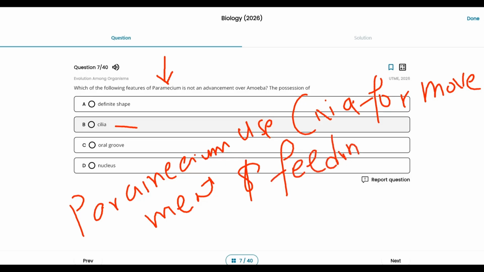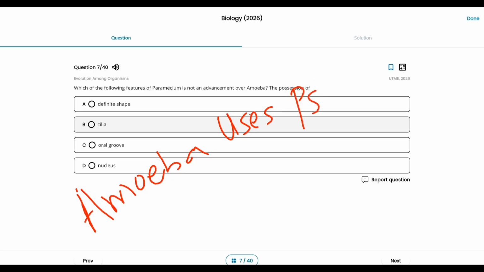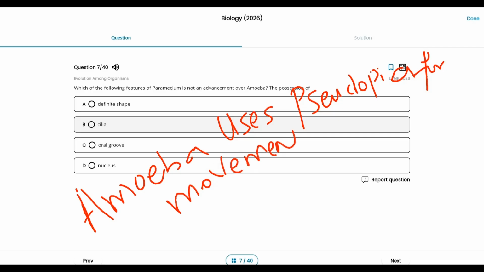Are you with me? Please take note of that. You can jot everything I'm writing on this whiteboard. You can jot them down. Amoeba uses pseudopodia for movement. Amoeba uses pseudopodia for movement.